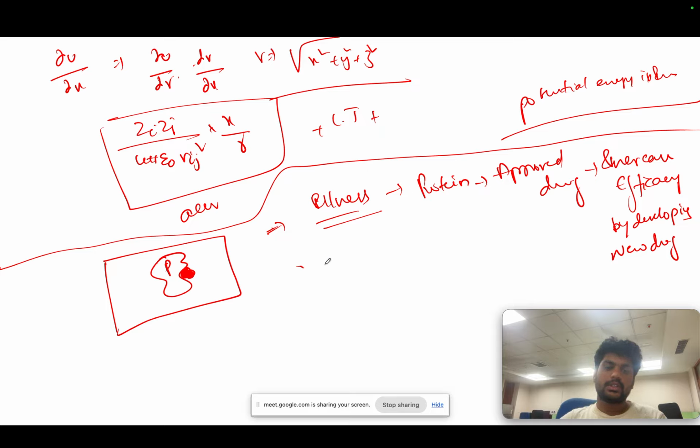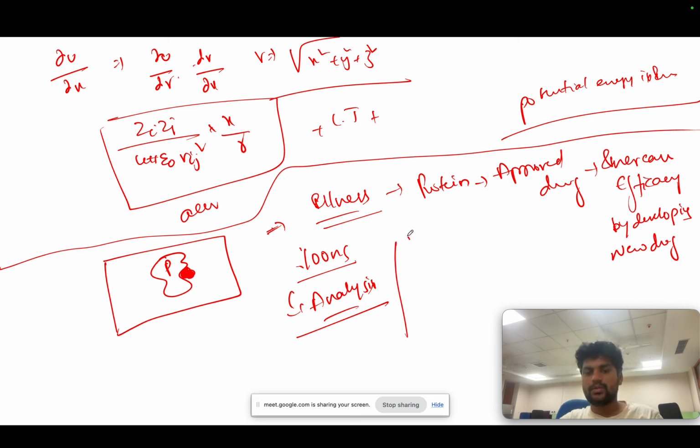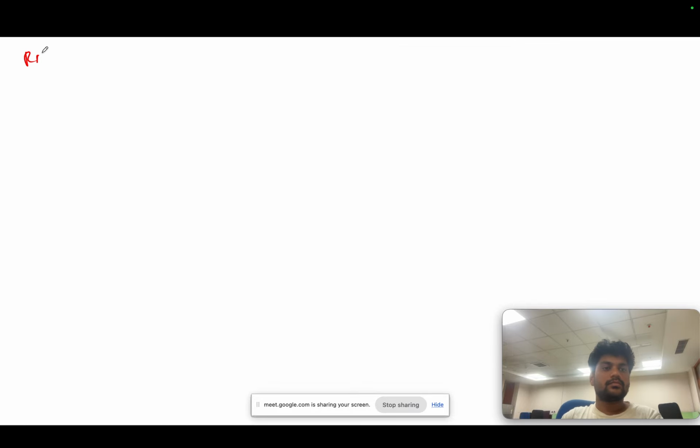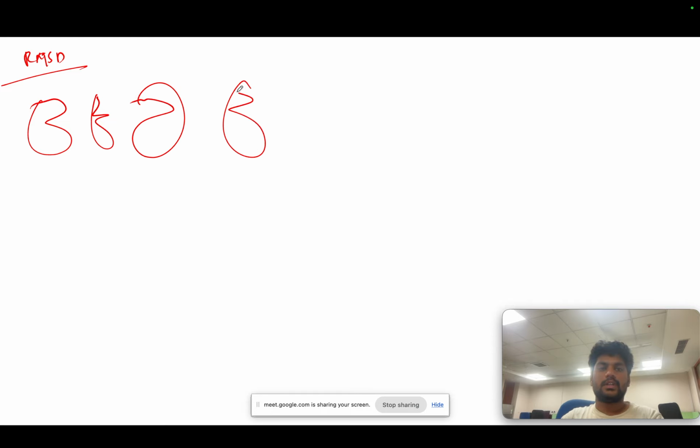After some time, say you run for 100 nanoseconds, and now you need to do the analysis. You can do different types of analysis for this system. The basic tool is the RMSD of the protein. Now you have run long enough, and initially the protein is like this, then it might go like this, it might go like this, it might go like this.